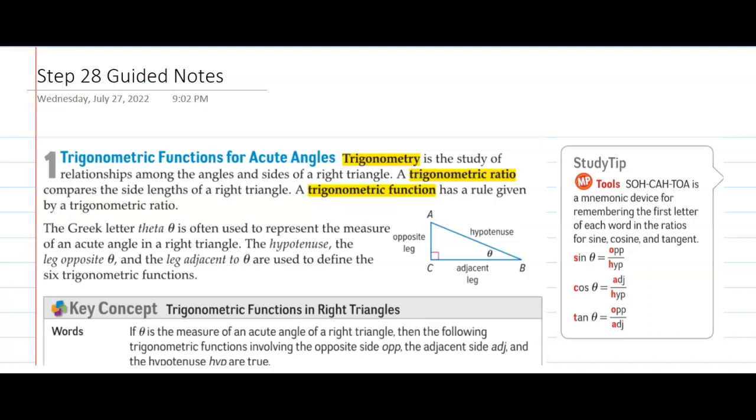Step 28 is all about trigonometry. It's going to probably seem like a little bit of review from some of the previous math classes you may have taken, but it's a really important concept. It's something that's used frequently in the real world because of indirect measurement.